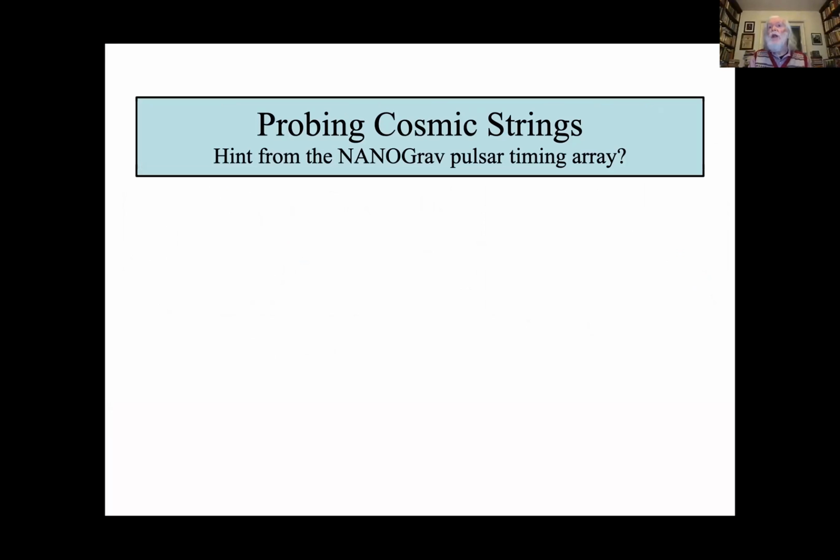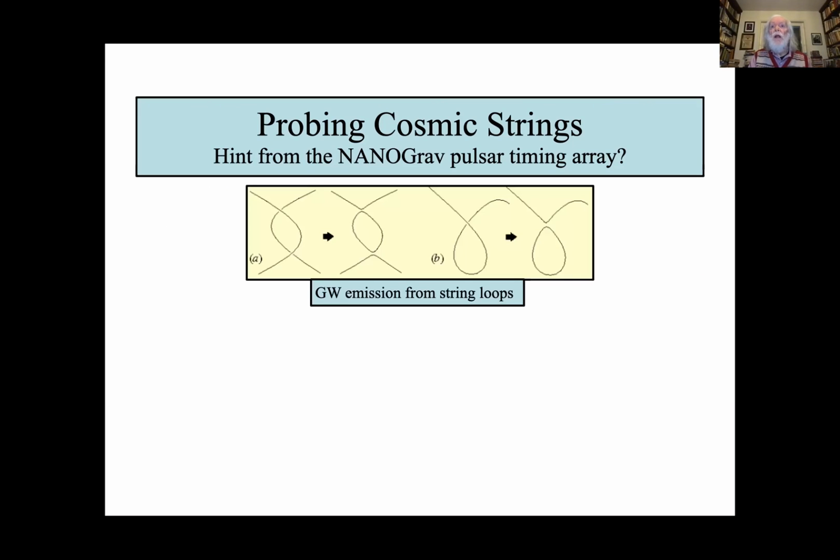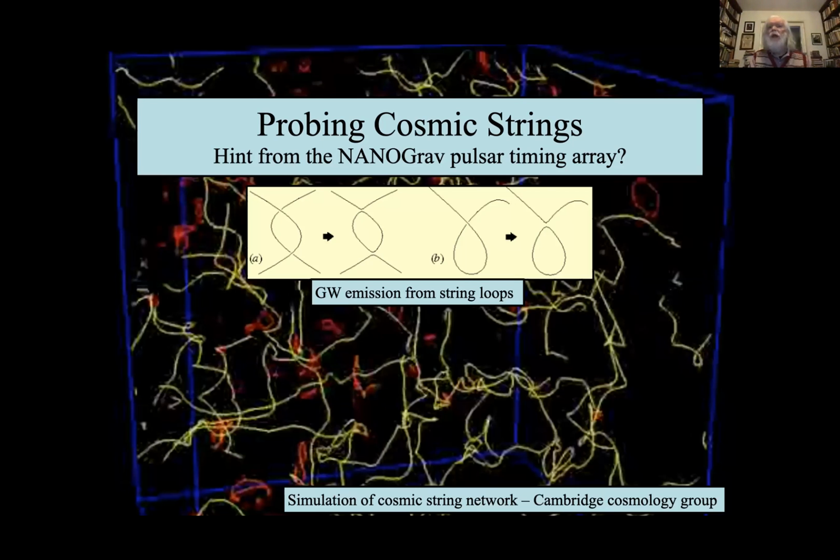So one possibility that I discussed with Marek Levitsky is that they're probing cosmic strings. People have analyzed string configurations in the early universe. Every once in a while, those strings overlap, they break out loops, and those loops radiate gravitational waves. And here's a picture of a simulation of a cosmic string network by the Cambridge Cosmology group.